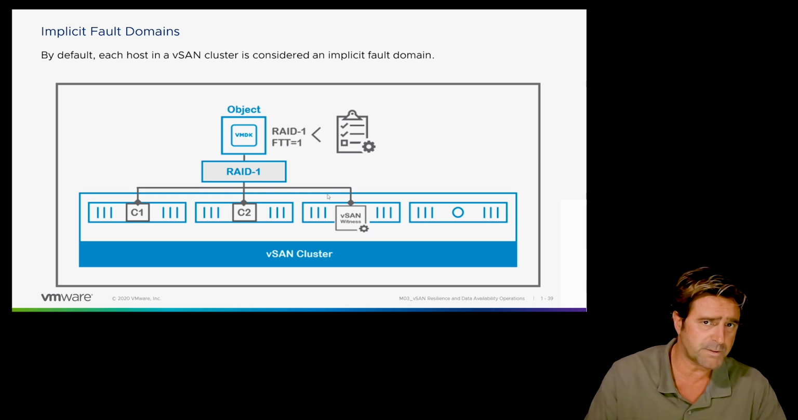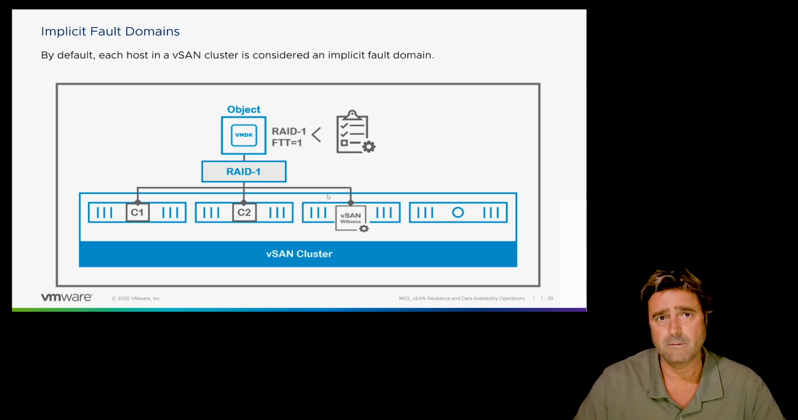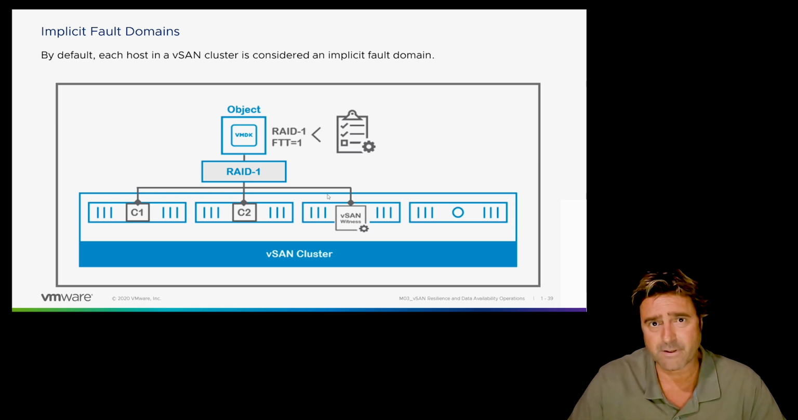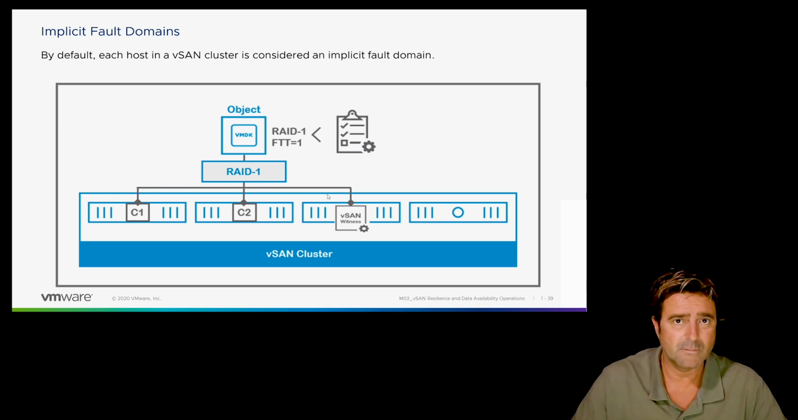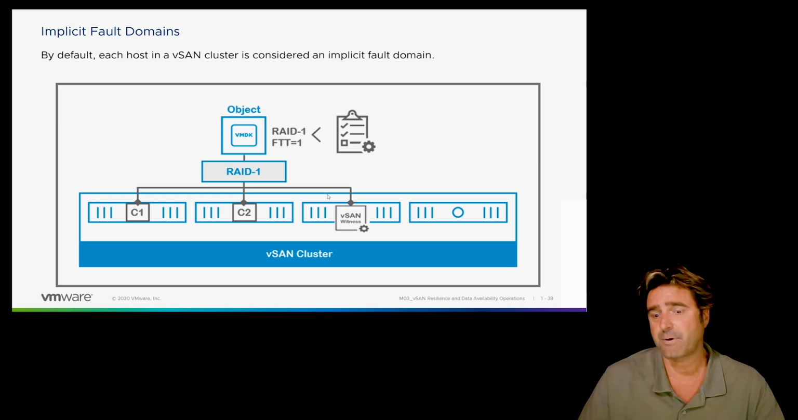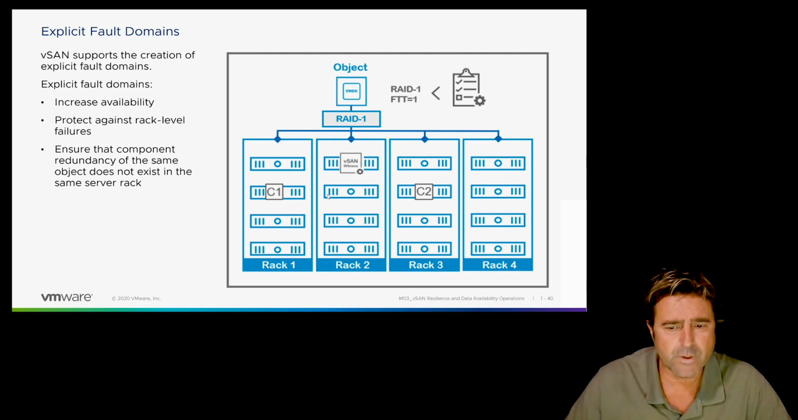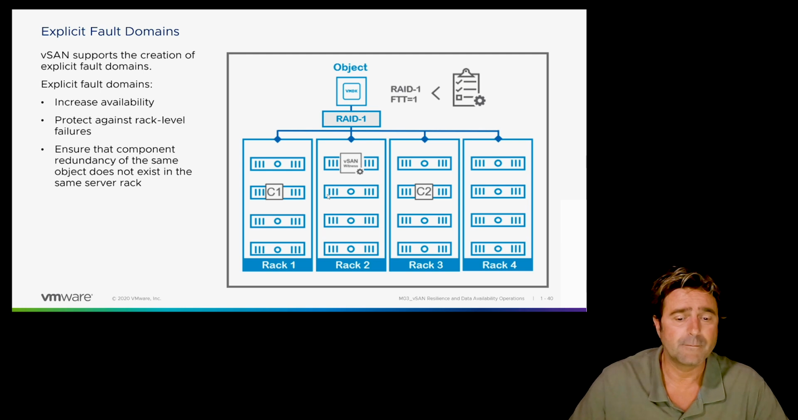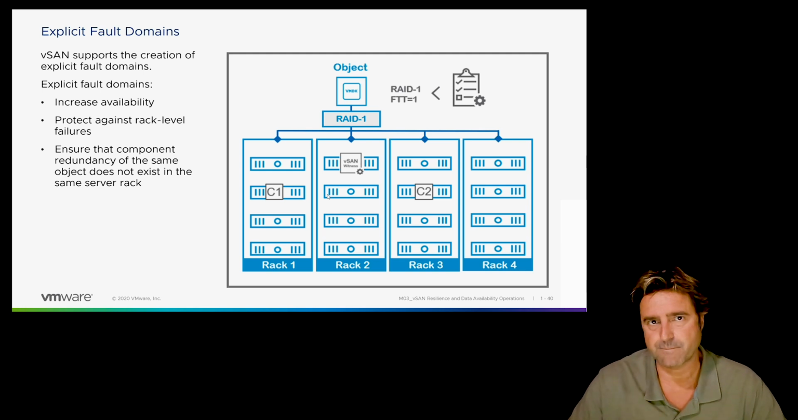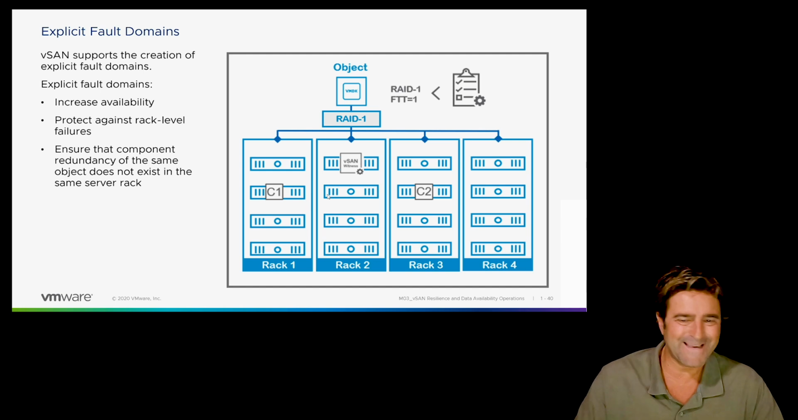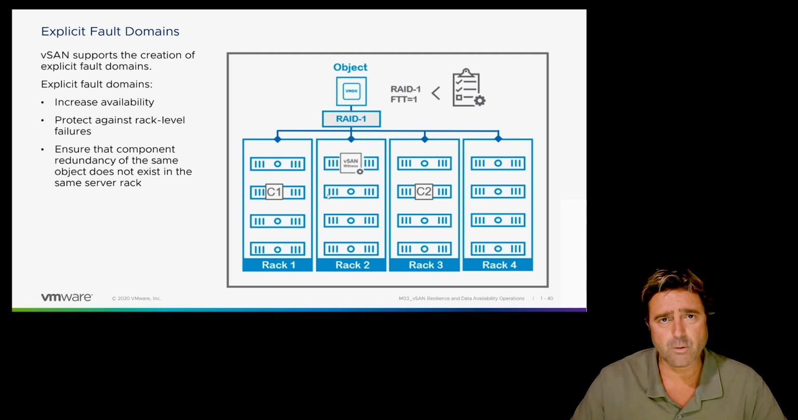If I were to put 2 hosts in an explicit fault domain, I could create a two-way mirror VM, but then if I lose a host, you've got to consider what would happen in that particular scenario. So when you look at this illustration, here we have an environment with 4 racks. And in this case, each rack has 4 hosts. So we're following best practices: same number of hosts in each rack. What we're doing is creating 4 explicit fault domains. Each explicit fault domain covers the 4 servers in a rack.